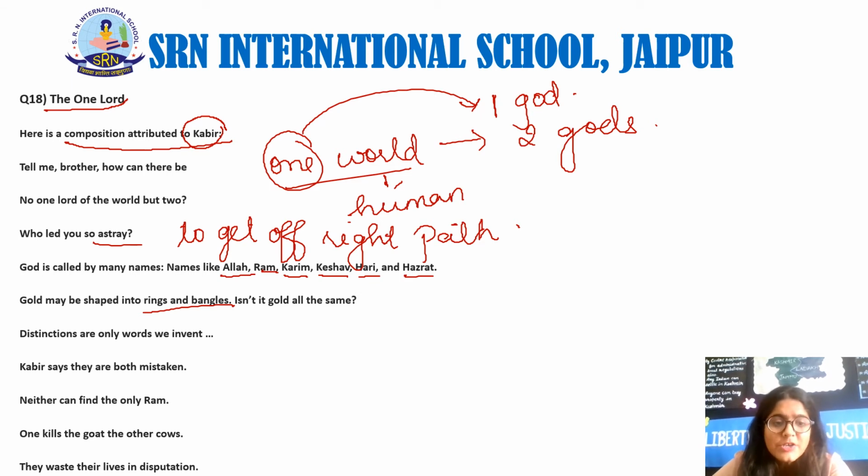Kabir's distinctions are only words we invent. We have made the distinction, we have invented these words. There is no distinction between the powers. There is no distinction between the gods. Kabir says they are both mistaken. Neither can find the only Ram. One kills the goat, the other cows. They waste their lives in disputation.